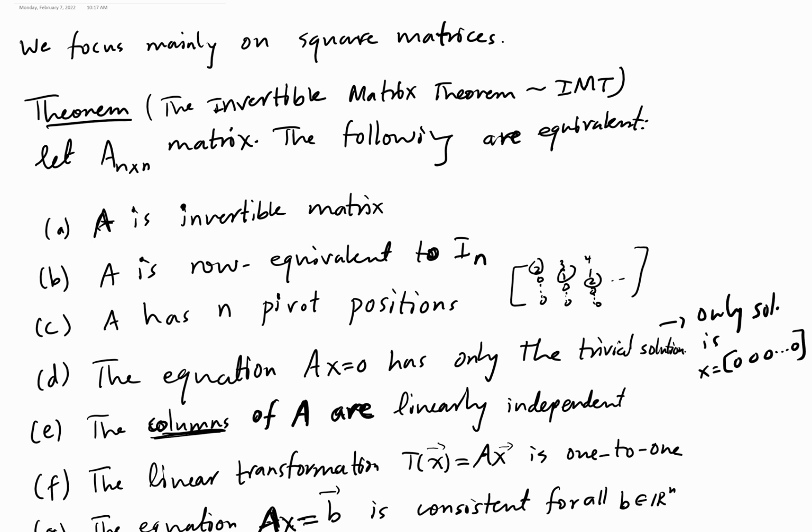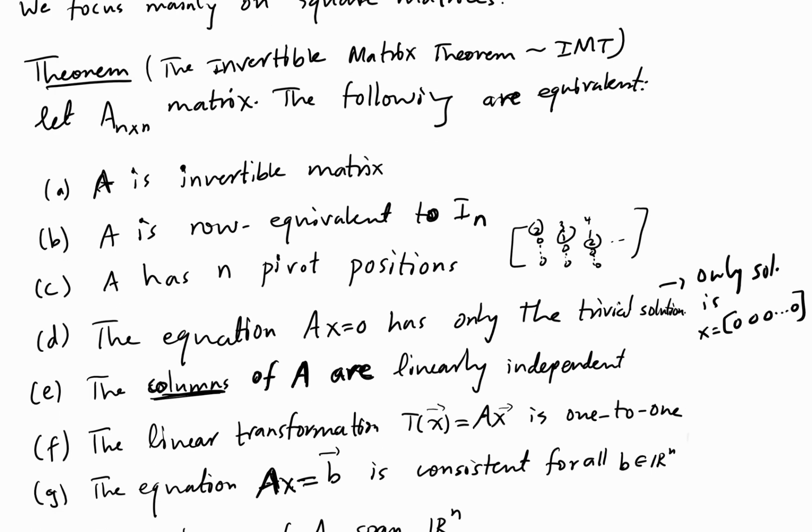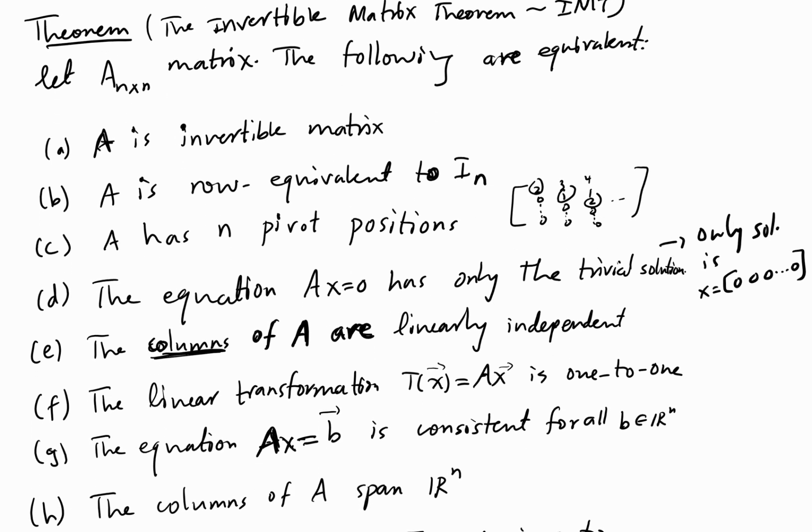Next, part E. The columns of A are linearly independent. So you know what that means now, right? Next, the linear transformation T of x equals Ax is one-to-one. So now you know what one-to-one means. The equation Ax equals b is consistent. You know what consistent means, right? Can someone remind us about the consistency part?